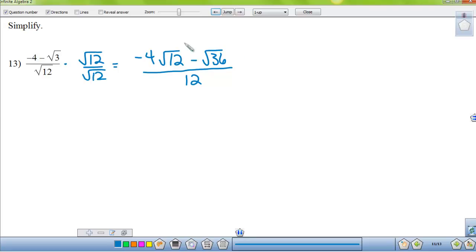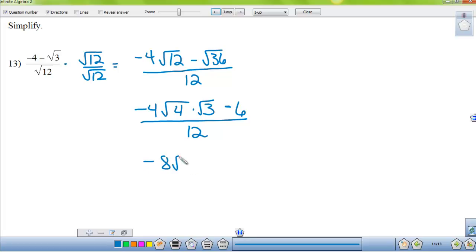Now we can do a little bit of cleaning up in that numerator. First of all, we know that 36 is a perfect square. We also have a perfect square hidden in the 12. So let's just break that 12 up into 4 times 3. And let's just switch out that 36 for a 6. And let's continue this process. The square root of 4 is equal to 2, and 2 times 4 is negative 8. So it's going to be negative 8 times the square root of 3 minus 6 over 12.